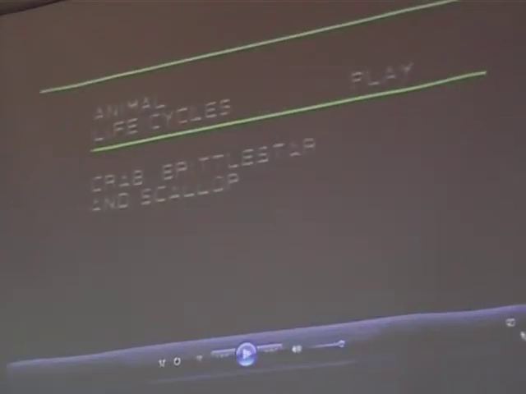Maybe what? Can you guess? What, that? Scallop. I was going to guess Venus.